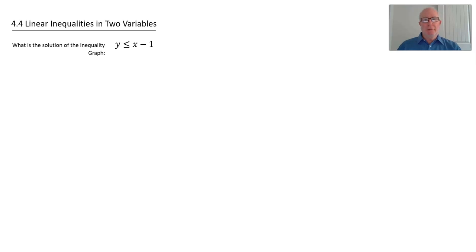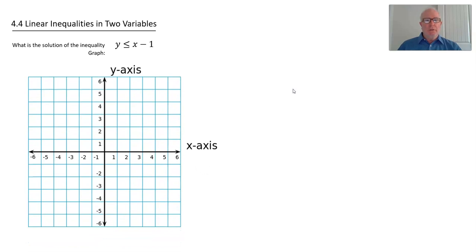So another thing we might be asked to do is just graph y is less than or equal to x minus 1. So now the y-intercept is -1, so we're going to plot that on the graph. The slope is 1, so from there we're going to go up 1 over 1 and plot that point, and then draw the line through the points. Now, because this is equal to, we're drawing a solid line. Everything on there makes that inequality true.